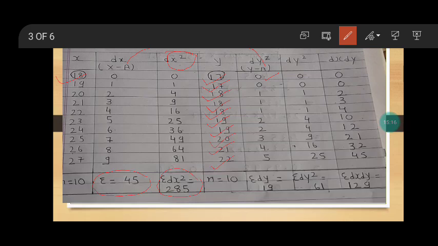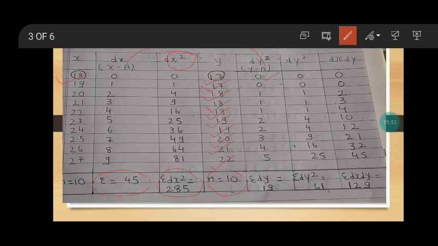Then again we have the y series. Again we have to write how many items there are in the y series. In the y series we have 10 items, so n, the number of items, is equal to 10, and we write it here. Then we have the dy column, so again we have to take the summation of this dy. Here we add all these numbers in the dy column, that is 1 plus 1 plus 1 plus 2 plus 2 plus 3 plus 4 plus 5.